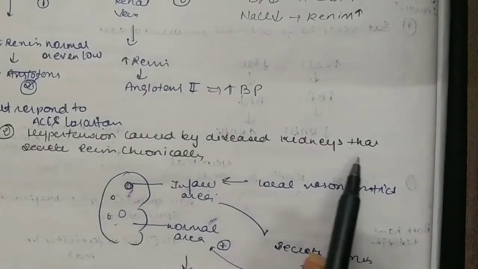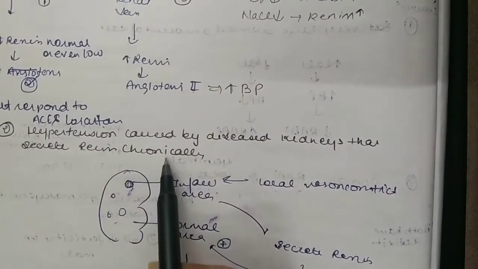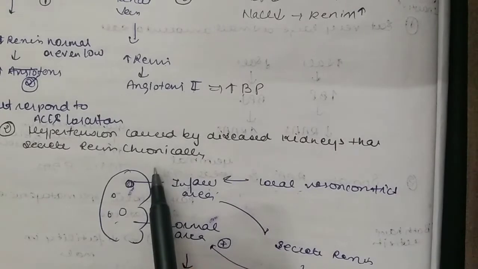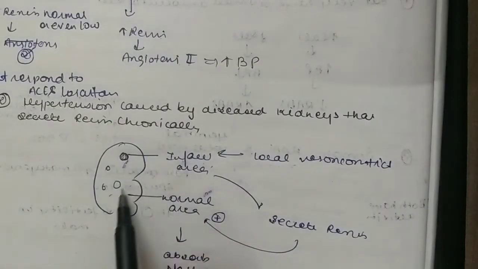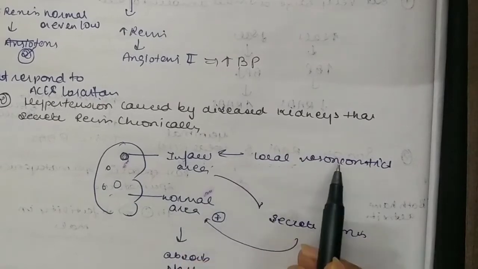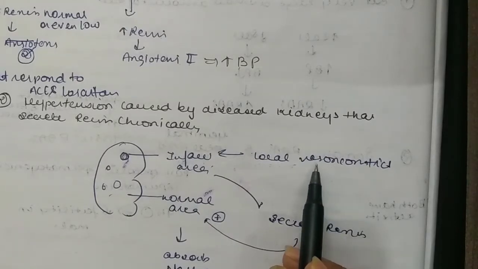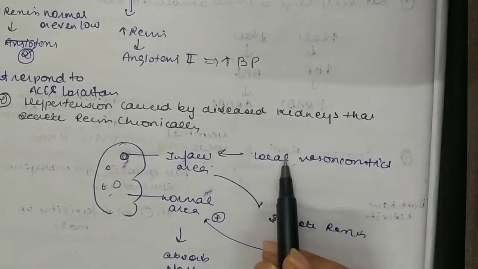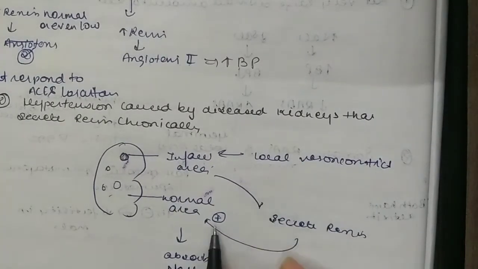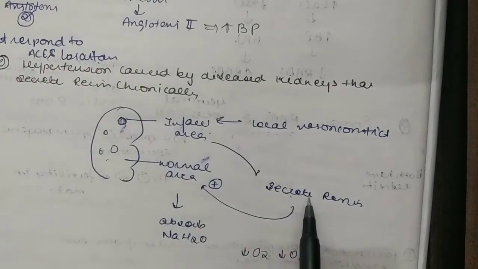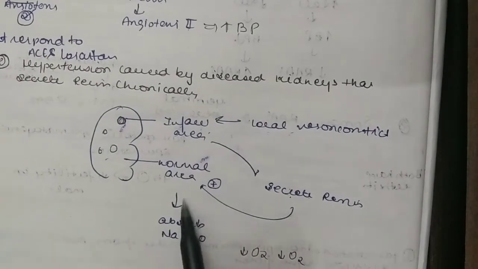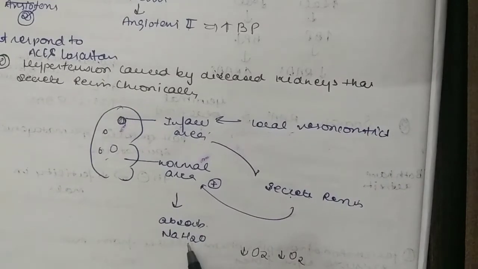Now the hypertension caused by diseased kidneys that secrete renin chronically, it is just like the Goldblatt hypertension, but here there are some infarct areas and some normal areas. So normal and diseased areas lie in the same kidney. In infarct areas, there is vasoconstriction, just like the constricted artery that was there in the kidney. So same mechanism here, BP decreases, sodium chloride decreases, and the infarct area will secrete renin. The renin will stimulate the normal area to absorb more sodium and water.